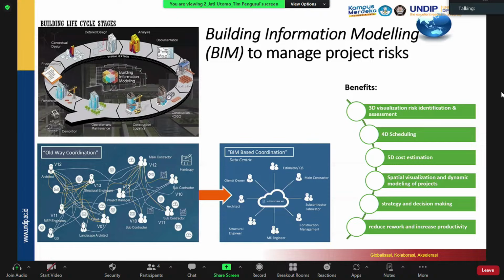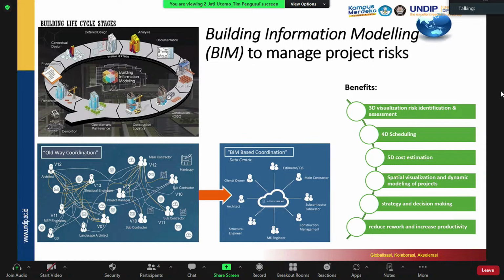So this is BIM, the building information modeling. This is one of the 10 futures of the construction industry, which is actually happening now. BIM is a digital platform to work together digitally among stakeholders. So it can be used throughout the project life cycle, from the concept, design, construction, operation and maintenance, and including demolition.